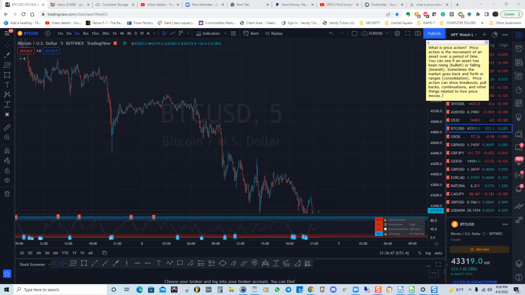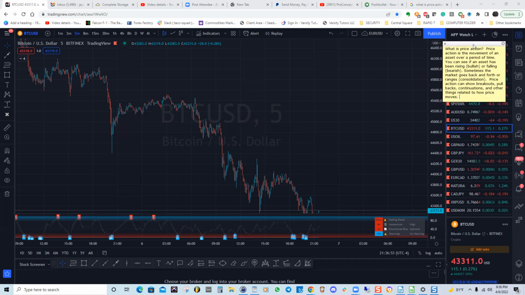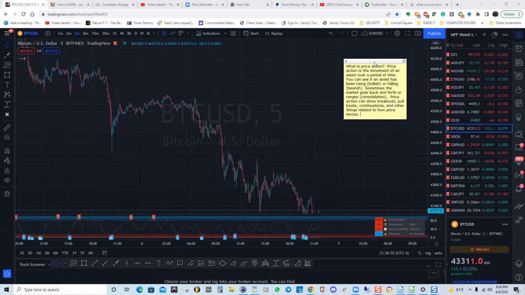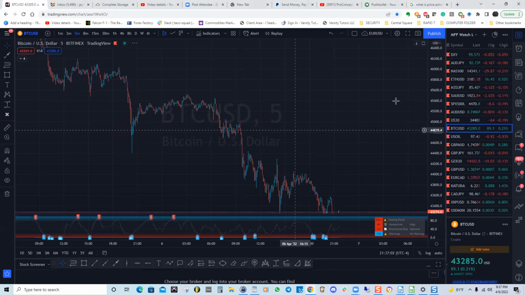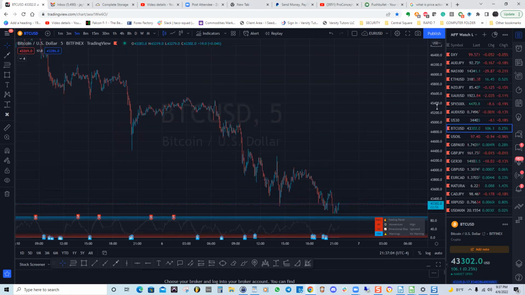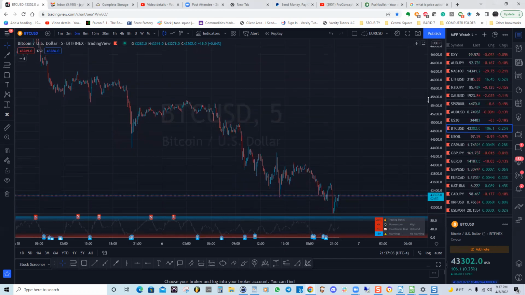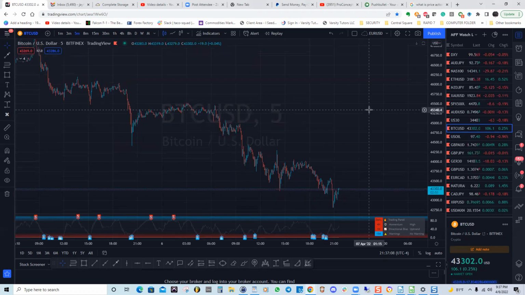So let's delve into this video here. I'm just going to keep this here as we define price action. So we can see what that is right there. And I'll move it to the side now. We're going to start off with Bitcoin. This is Bitcoin, on the 5-minute chart. And we're going to go over how price action coincides with the Pro Concepts indicator.